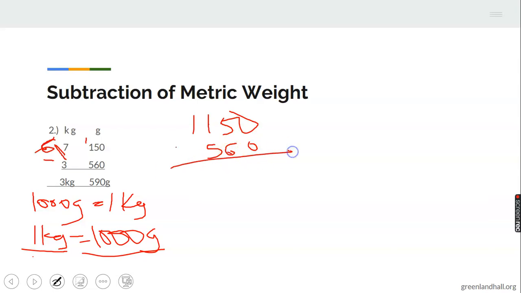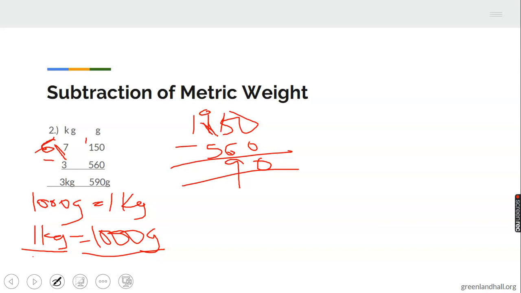So let's subtract. What do we have? 0 minus 0, that's 0. 5 minus 6, can we take away 6 from 5? That's impossible. What do we do? Borrow from here, bring here. This one remains 0. So we have 15 take away 6. And 15 take away 6 is what? That's 9.